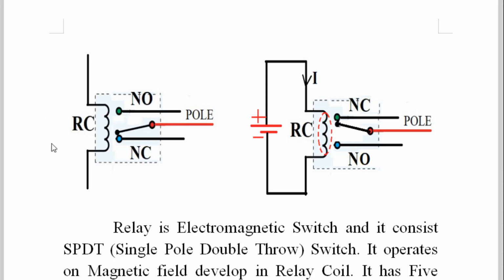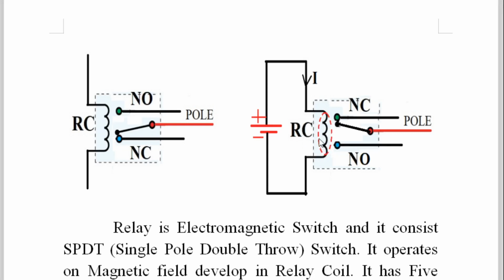Now see, we have taken a relay, we have taken a battery of 12 volt, and we connected the battery to the relay coil. So the battery is always connected to the relay coil. And when you connect the battery of 12 volt to the relay coil, you observe here there is a red mark and dots. So what is this? This is a magnetic field. When you pass the DC current through the coil, a steady magnetic field is developed in the relay coil.